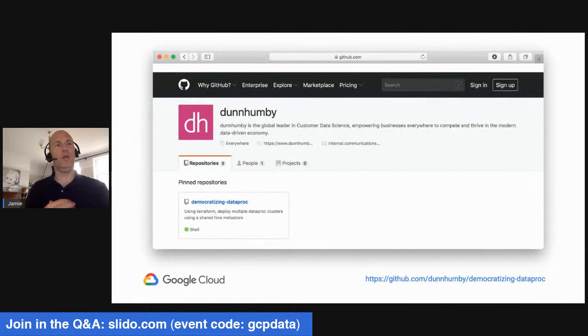Okay, coming to the end of it now. One thing I talked about earlier is how we use Terraform to create all of our infrastructure. So what I've done is made available a project on GitHub, which actually demonstrates how to do some of the things I've talked about using Terraform. It's called Democratising Dataproc. The URL is at the bottom of the slide there.